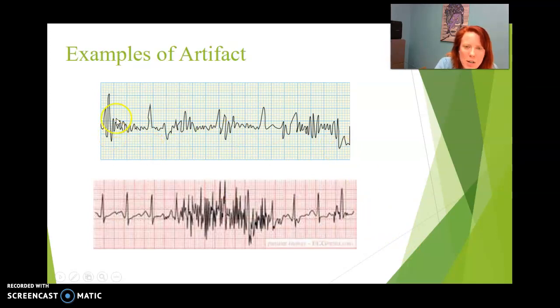So here's an example of artifact. This is because the electrodes aren't put together, aren't tight enough to the chest. So this is bad impedance. And this is just a movement artifact. See, the ECG is fine here, there's some movement, and then it goes back to being fine.